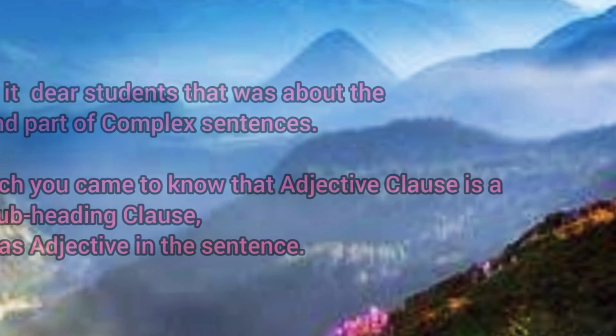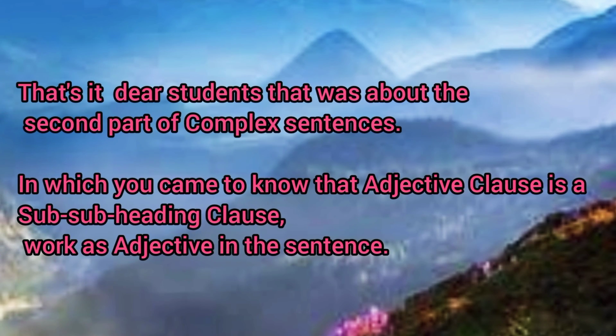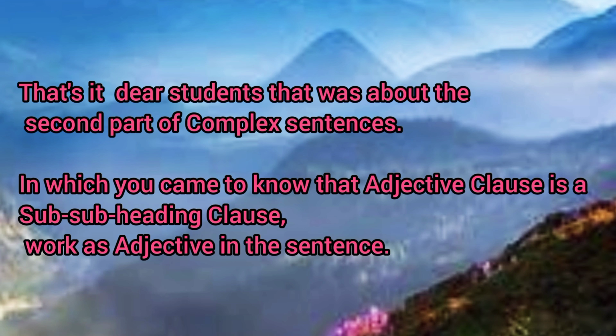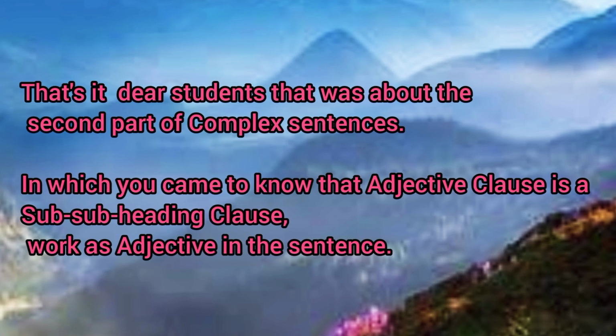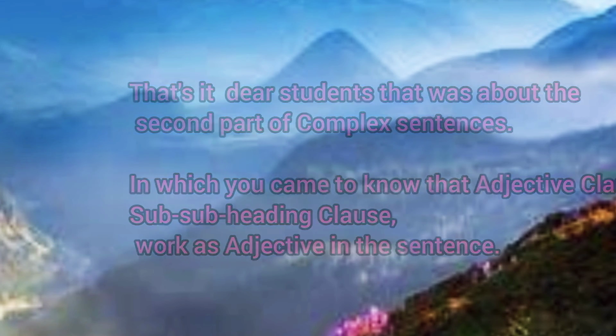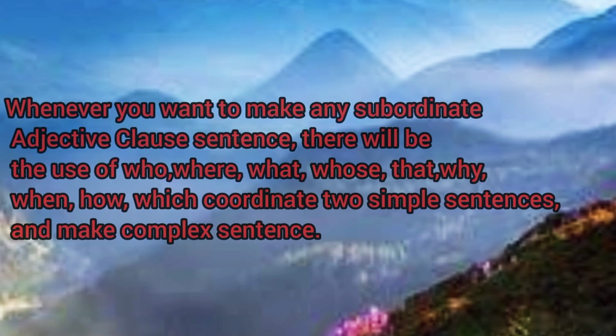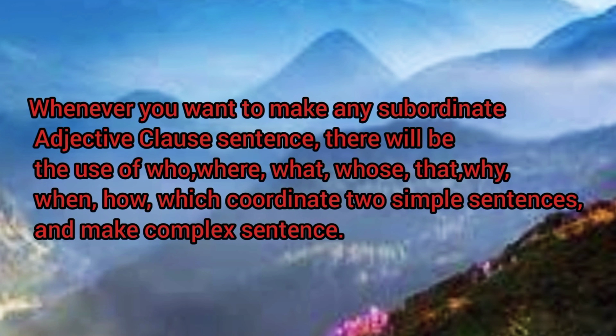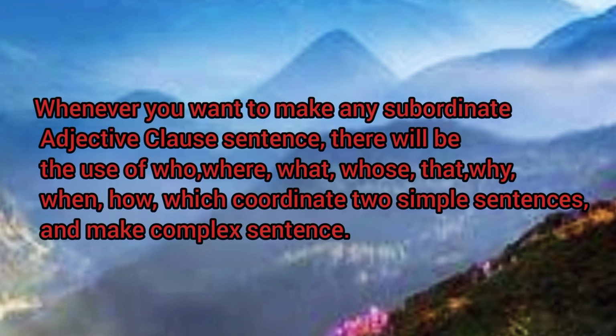That's it, dear student. That was about the second part of the complex sentence. In this video, we came to know how an adjective clause is a subordinate clause and it works as an adjective in the sentence. And whenever you want to make any subordinate adjective clause, there will be the use of who, where, what, whose, that, why, when, how, which, which coordinate two simple sentences and make a complex sentence.